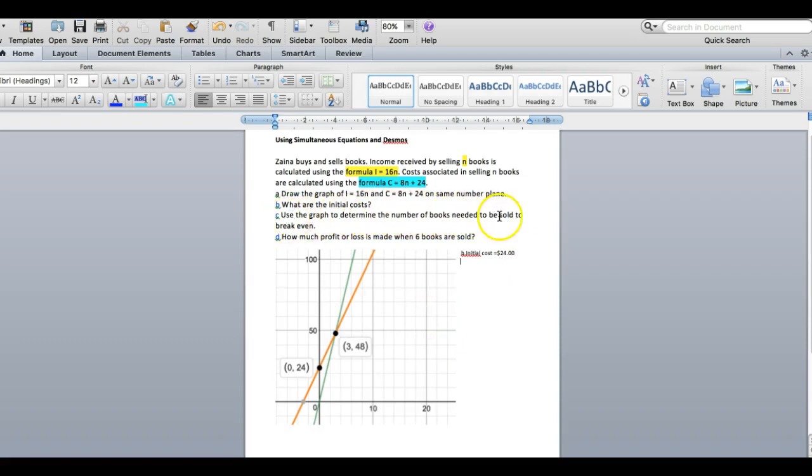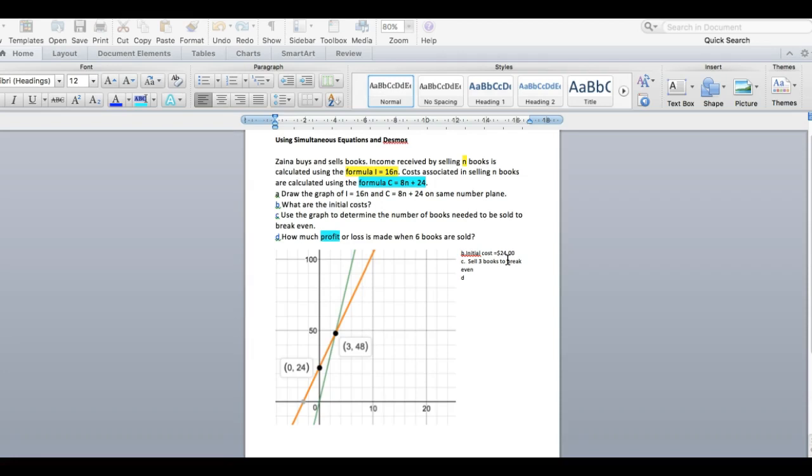Use the graph to determine the number of books needed to be sold to break even. Okay, so breaking even is when they cross over. So I need to sell, my number of books is 3. So I need to sell 3 books. I got that by that. If you're doing this normally, you just count up your points. So 2, 4, it's halfway through, so 3. 3 books is what you need to sell to break even.